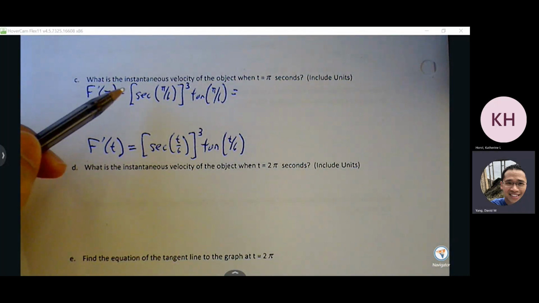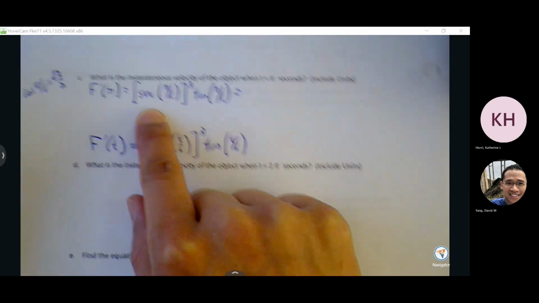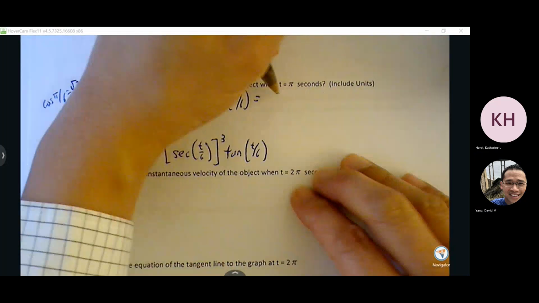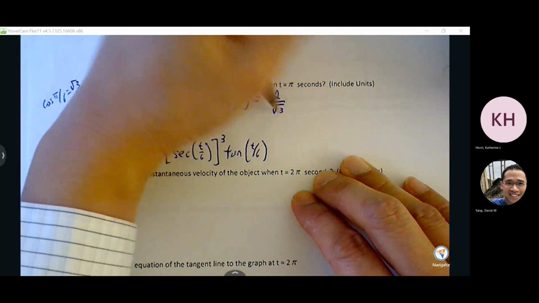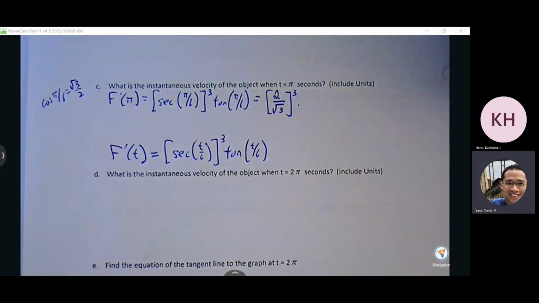Okay, secant of pi over 6 may not be as familiar, but we know cosine of pi over 6 is root 3 over 2. So if I flip that, I can get secant, right? 2 over root 3. Cube that.